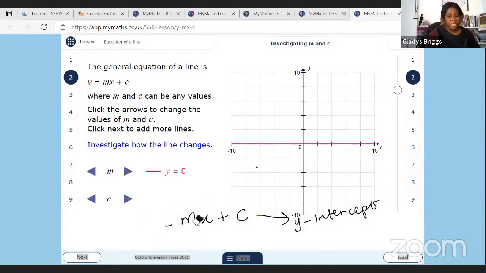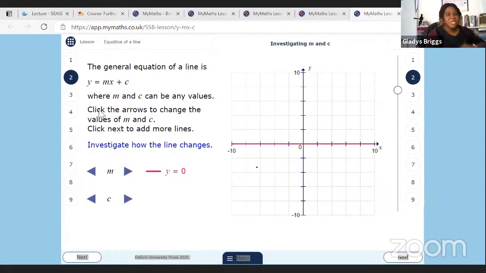So I think maybe we can have a little play with these buttons here so that we can see how this behaves, how things change when we change M and when we change C. The general equation of a line is Y is equal to MX plus C, where M and C can be any values. Click the arrows to change the values and let's see how that works.